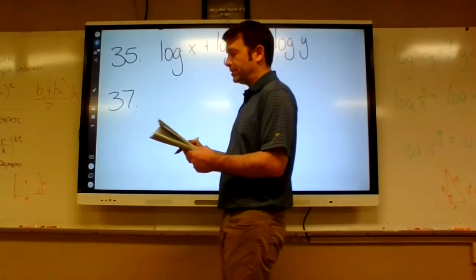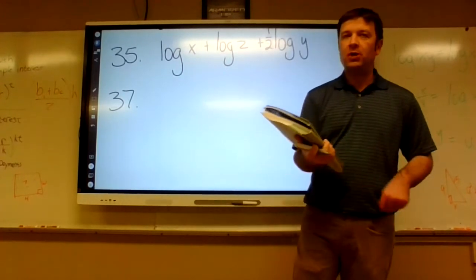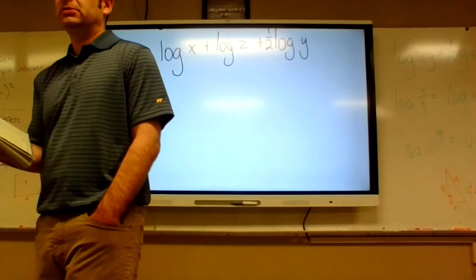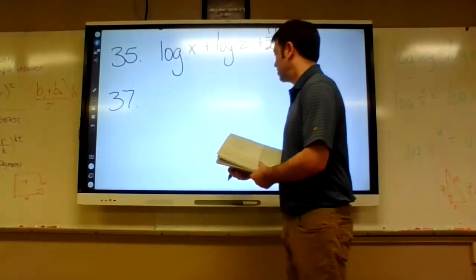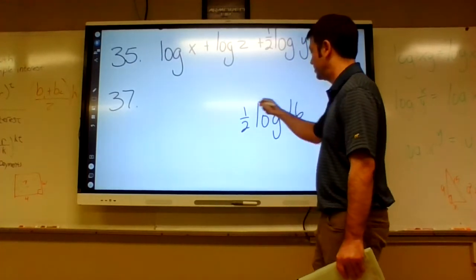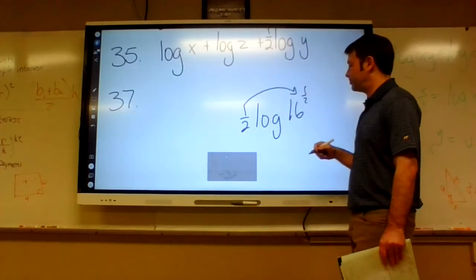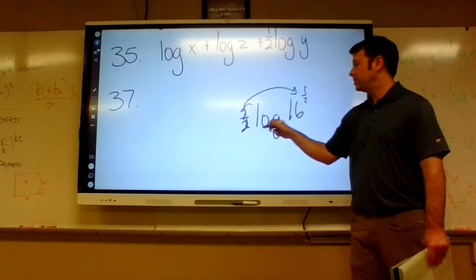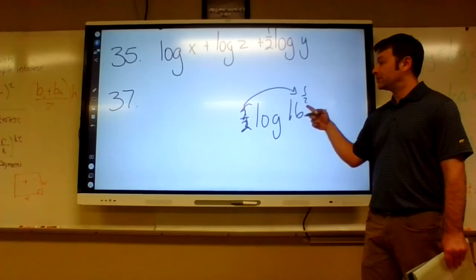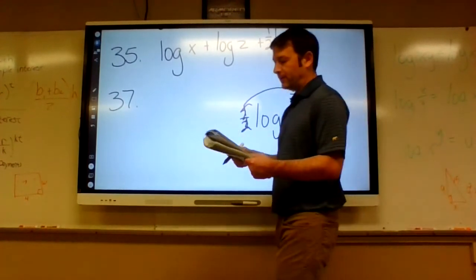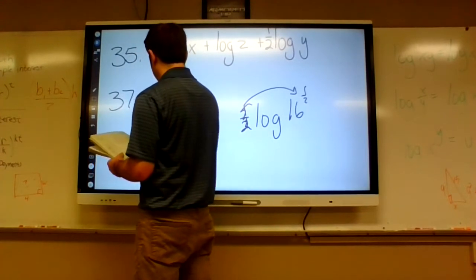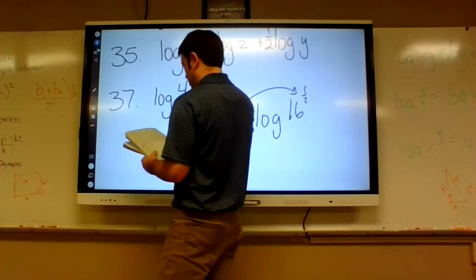Okay, so on 37, there's a 1/2 in front of the log. Where am I going to put the 1/2? On the 16 as an exponent. So just the opposite of what I just did a second ago. This 1/2 is going to come up on the 16 as an exponent. And what is 16 to the 1/2? 4. Square root of 16, which is 4. So that first term, I'm just going to write as log of 4 plus log of 4.